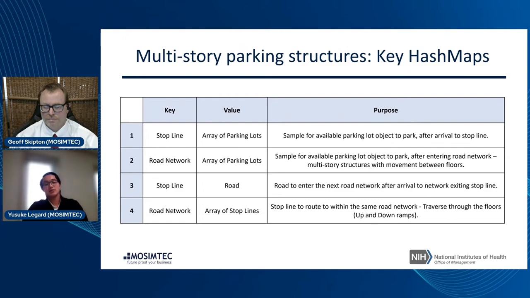When a vehicle arrives at a stop line and is about to exit its current road network, the hash map is used to understand which road to enter for the next road network. And the final hash map has a road network as its key and an array of stop lines as its value. The stop lines are used to route within the same road network, and this hash map allows vehicles to route to the correct stop line in order to move up and down floors within MLP12.